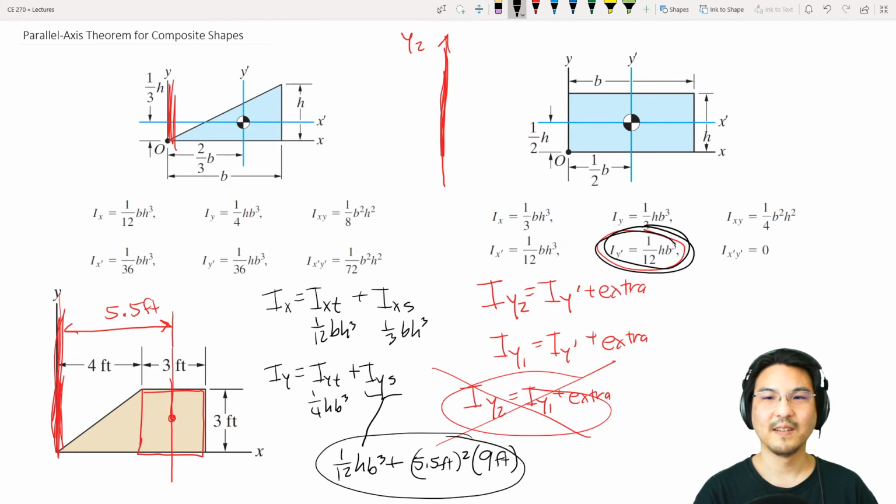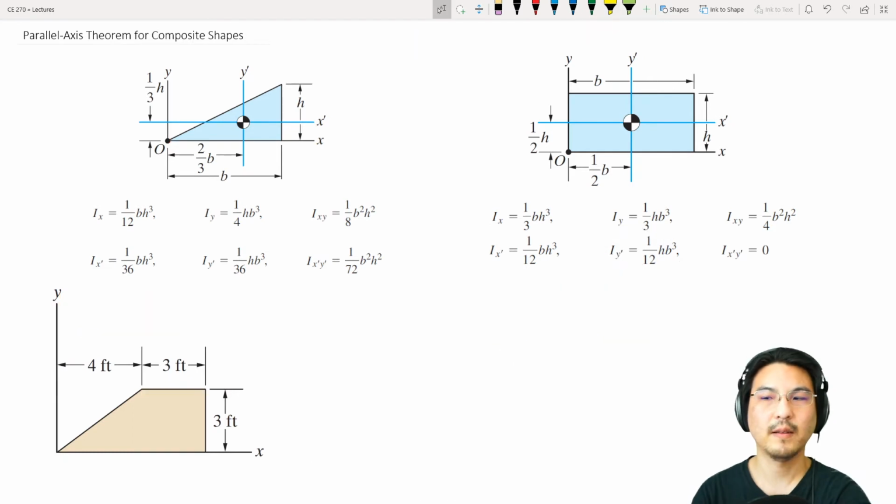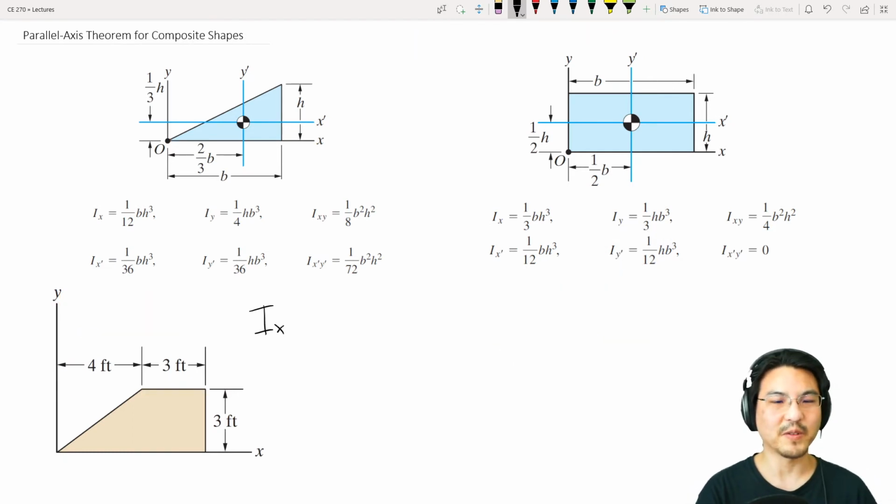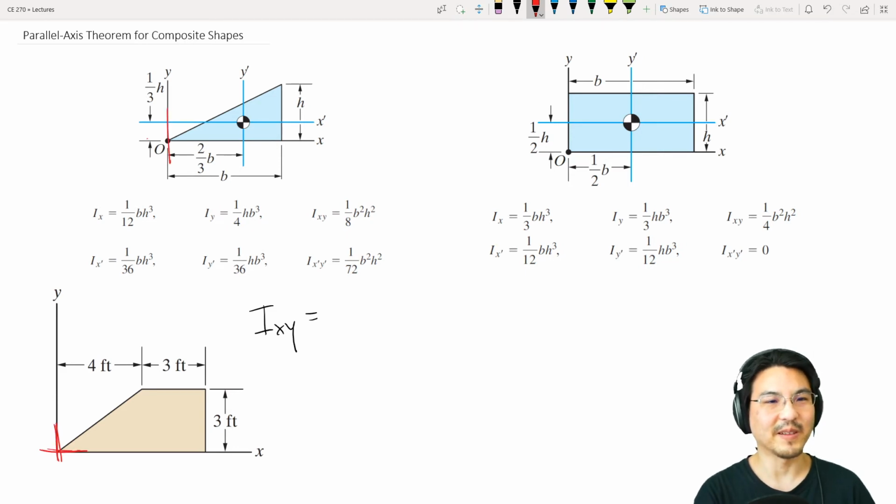Okay. Now let's try the product of inertia. So the product of inertia, let me make some space. Okay, so for the product of inertia, for the triangle, that is about this xy axis, which if you look in the appendix is just like here. So it's okay if we use this entry for the triangle.